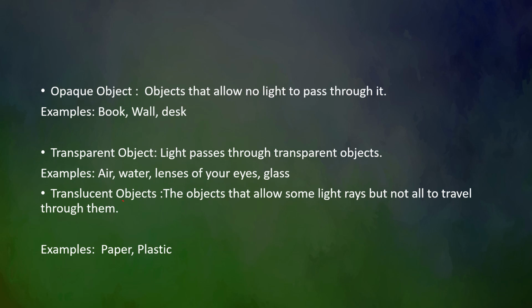Now, what is a translucent object? Translucent objects are objects that allow some light rays to pass through them, but not all. For example, paper and plastic are translucent objects.